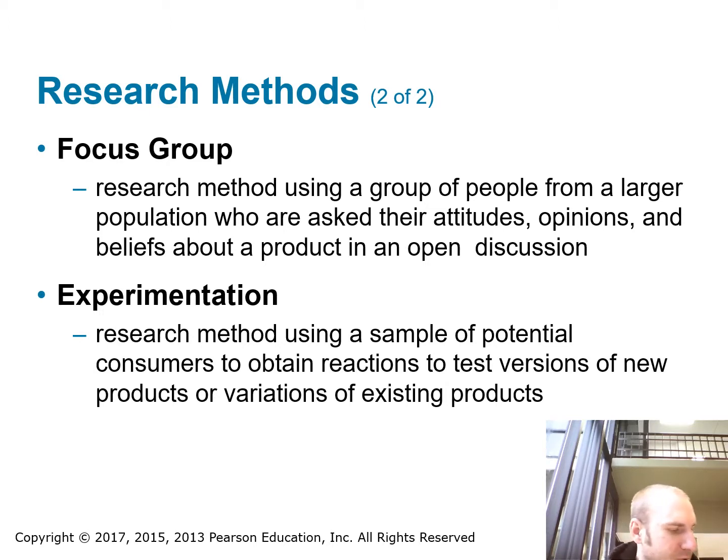Experimentation is a research method using a sample of potential customers to obtain reactions to test versions of new products or variations of existing products. So this would just be a sample, and some cities are known as test markets for different foods. One of them is Columbus, Ohio, and they've done things where they've tested out different flavors of Oreos, for example. One of them was like a cherry cola Oreo, and I actually was able to have some. So I haven't seen it in Chicagoland markets just yet, but here's hoping.